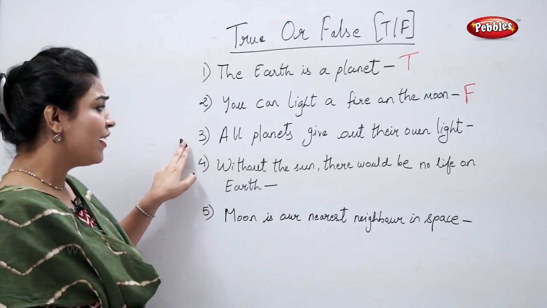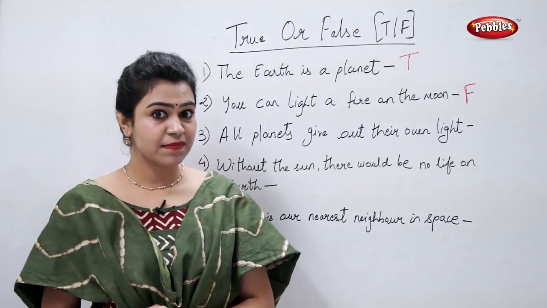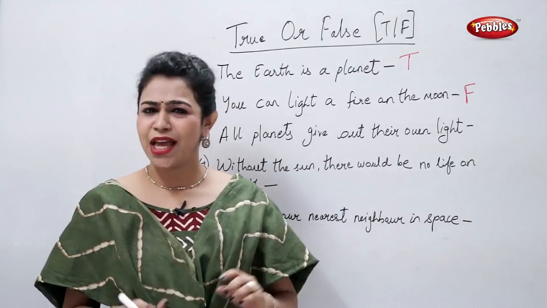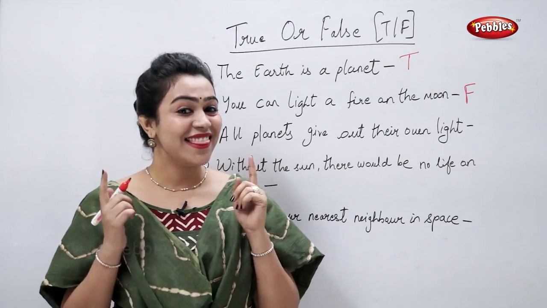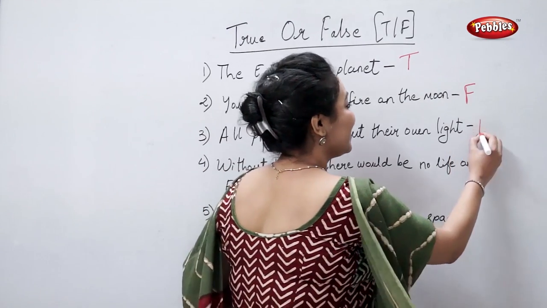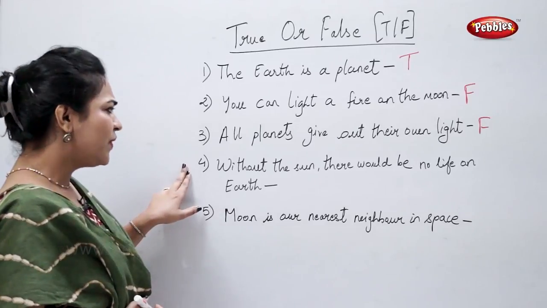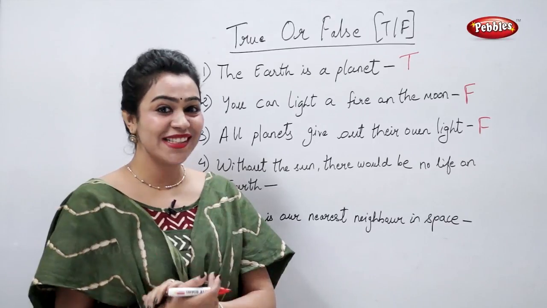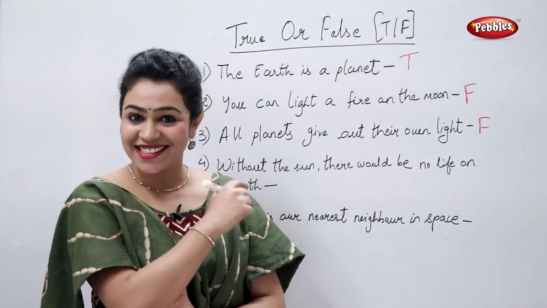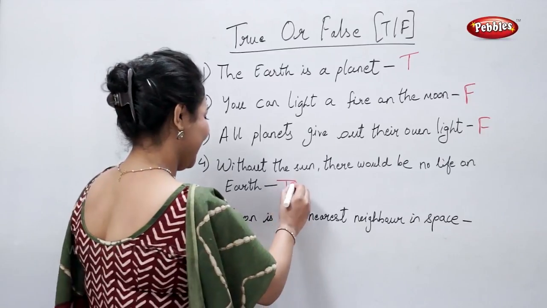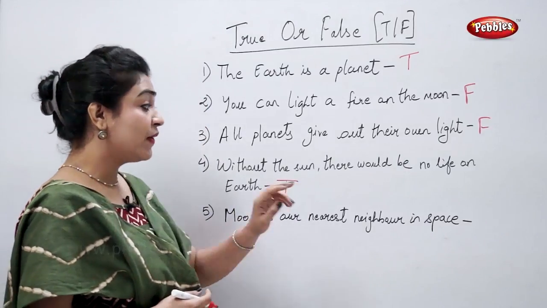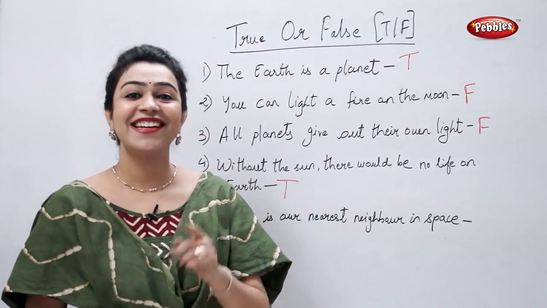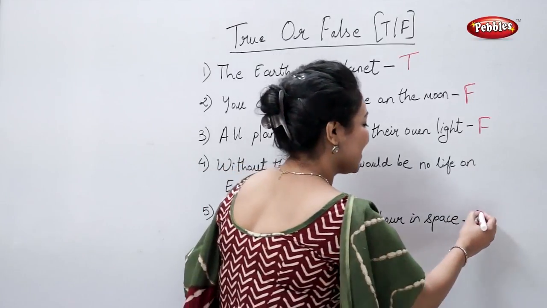All planets give out their own light. Is it a true or a false? False. None of the planets give out their own light. Without the sun, there would be no life on Earth. True or false? Yes. True. Moon is our nearest neighbor in space. Tell me, true. Correct.